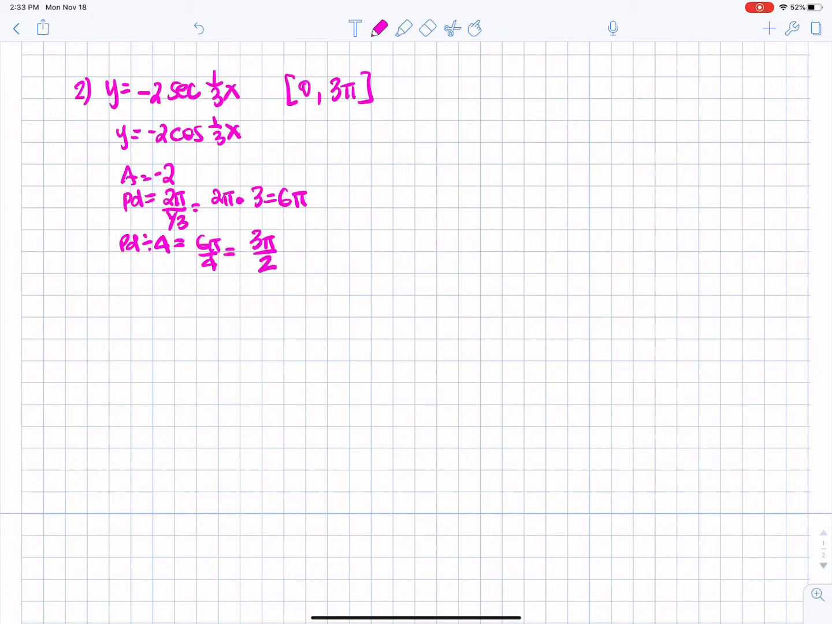So we are going to count by 3 pi over 2. 3 pi over 2, what's after that? 6 pi over 2, which is 3 pi. 3, 6, 9 pi over 2. 3, 6, 9, 12 pi over 2 is 6 pi. Your A is -2. Okay, so we're going to graph cosine first. Since A is negative, we're going to start from the bottom. -2, 0, up to 0, down 2.